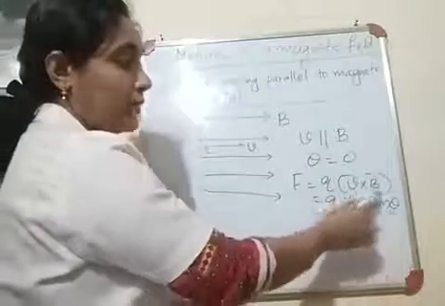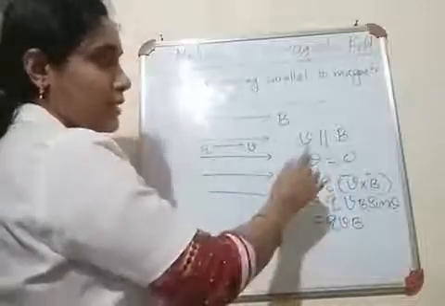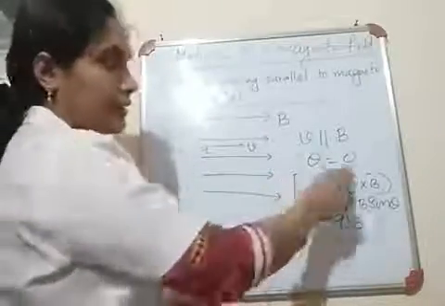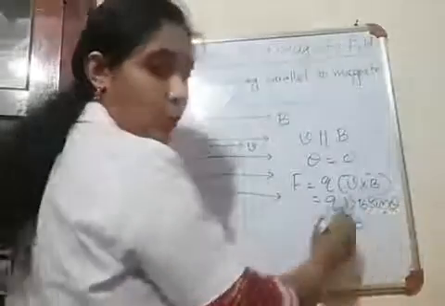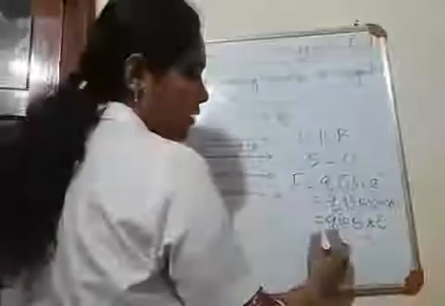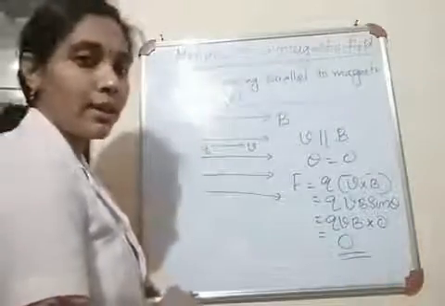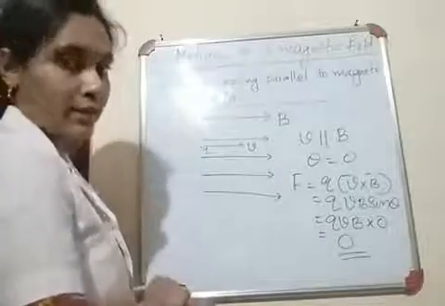What is theta? Theta is the angle between V and B. And here what is the value of theta? Since V is parallel to B, theta is 0. So substitute theta is 0, and you will get sin 0. And what is sin 0? Sin 0 is 0. So what is the force? Force acting on that charged particle is 0 when it enters parallel to the magnetic field.